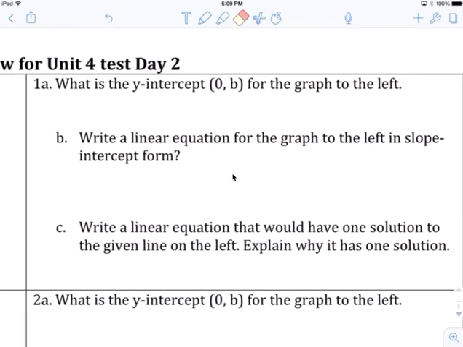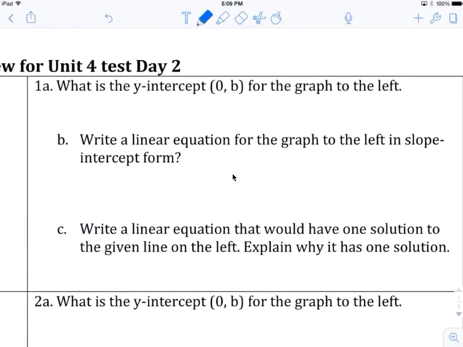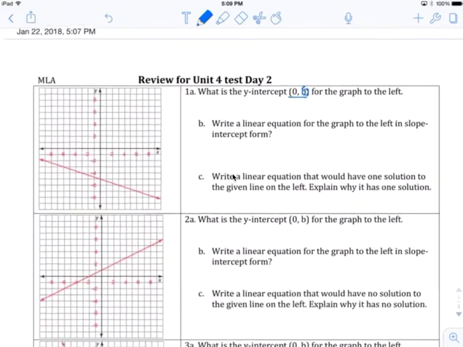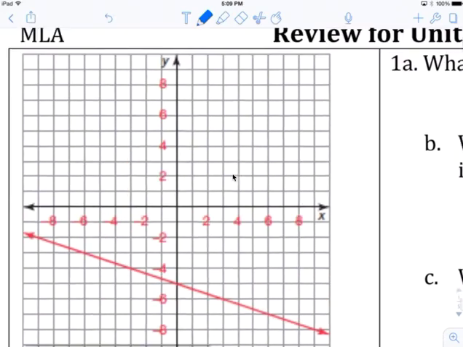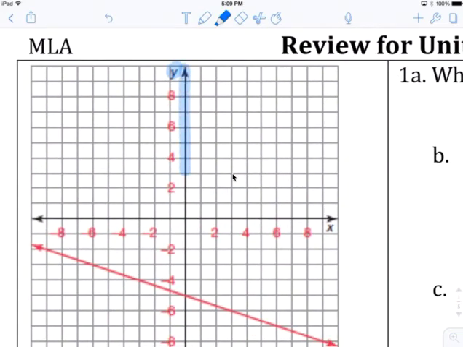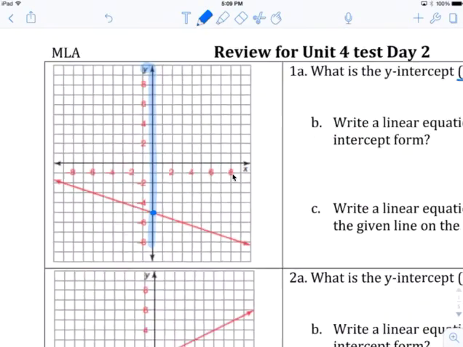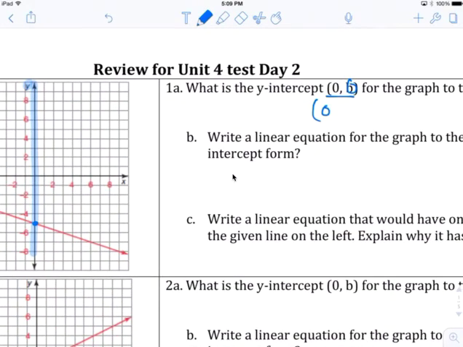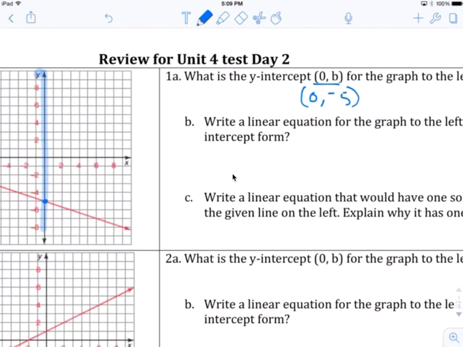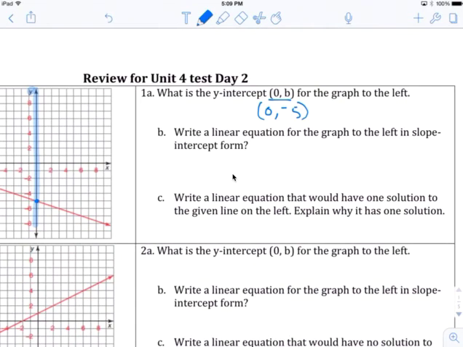What is the y-intercept? In the form of (0, b), find b. You replace it here for the graph to the left. This is your y-axis right here, and the y-intercept is right there. That's (0, -5). B is -5, so you're substituting this b, -5. That's why they say b is -5. Our y-intercept is -5.